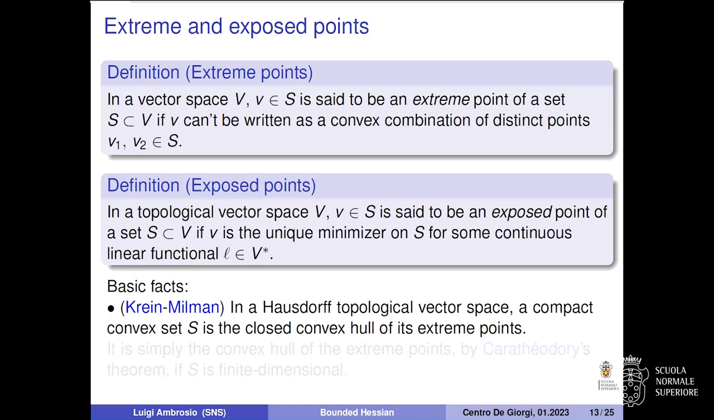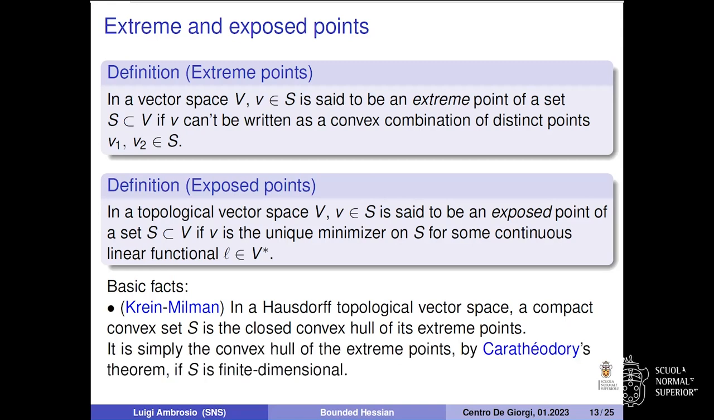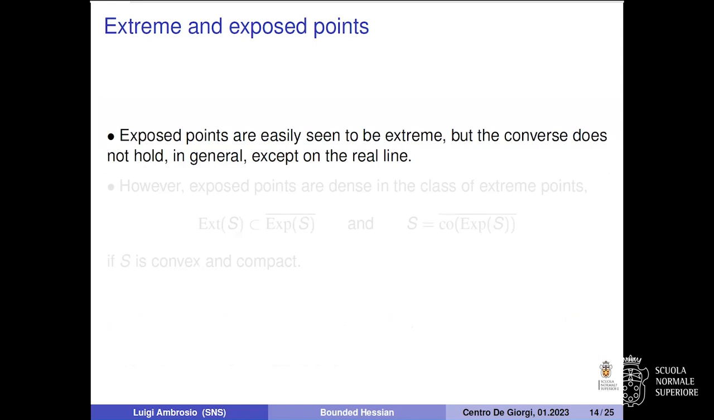Okay, so what are the basic results of this very classical theory, already developed in the 40s, in the 50s. Well, first of all, a compact convex set is the closed convex hull of the extreme points. It is simply the convex hull without taking the closure in finite dimension. There is a famous theorem by Carathéodory. And what is the relation between exposed points and extreme points? It is quite easy to prove that exposed points, which you remember are unique minimizers of linear functionals, are extreme, but the converse is not true, not even in R2. Of course, they are equivalent only on the real line.